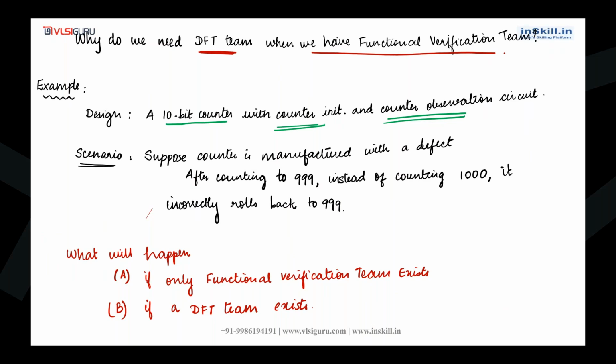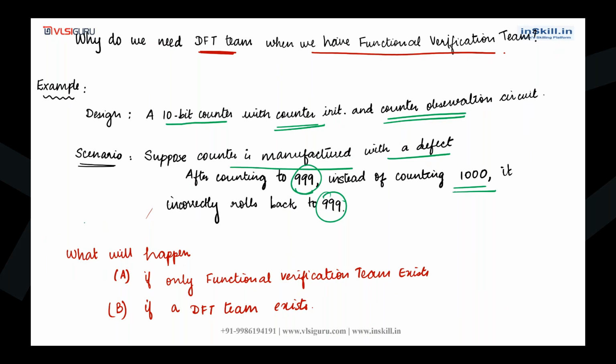Now suppose the counter is manufactured with a defect. So that's why, after counting to 999, instead of counting 1000, it incorrectly rolls back to 999.